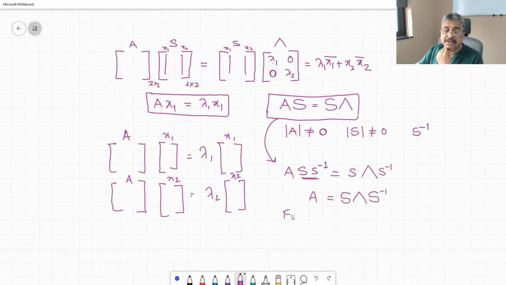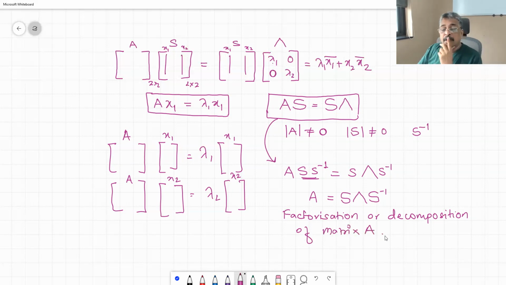So this is the factorization or decomposition of matrix A. You write down any matrix A, let us assume that it is non-singular. Whatever the dimension of that matrix, there are that many linearly independent vectors available. So if it is a good matrix, then that matrix can be factorized or decomposed in this fashion. Find the eigenvectors, the diagonalized eigenvalue matrix, and find the inverse of the eigenvector matrix.